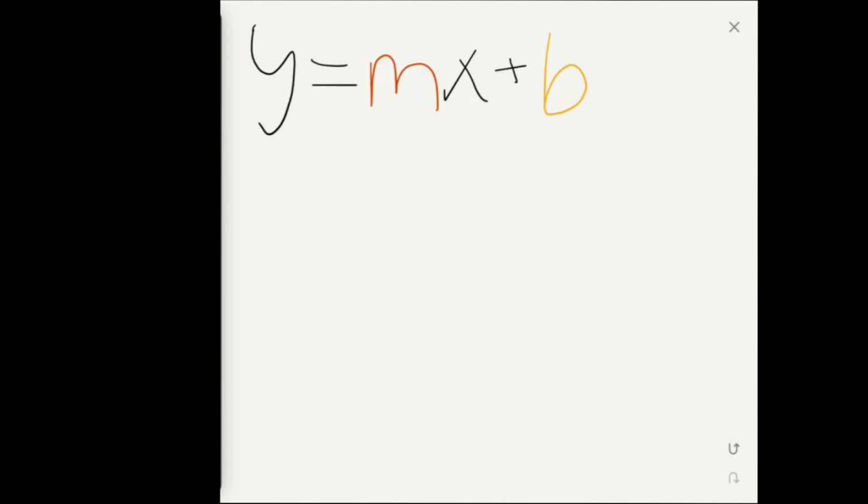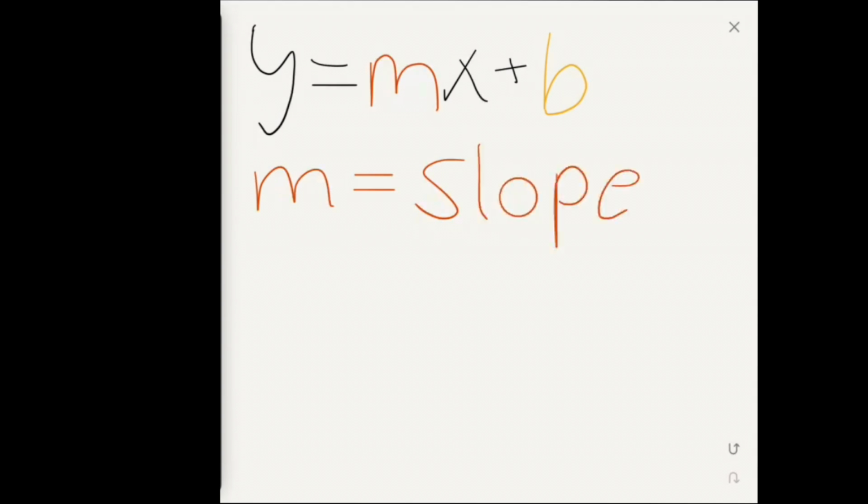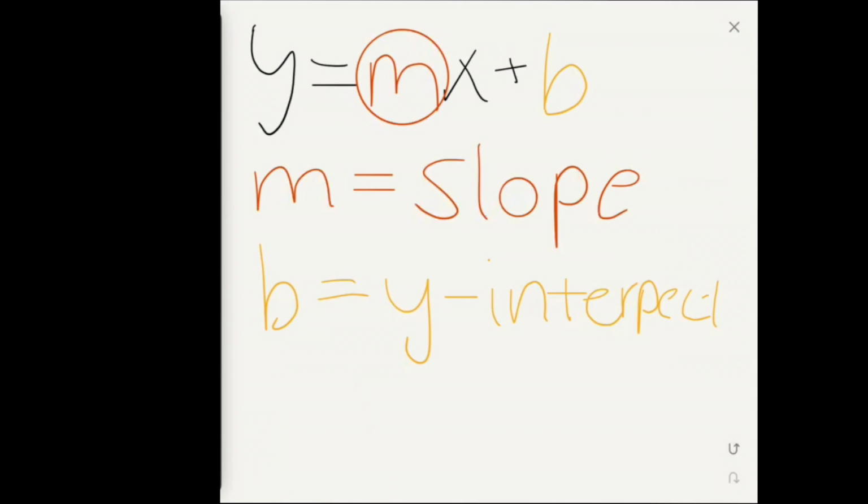When an equation is written in this form, m gives the slope of the line. So let's say you're looking at the equation and you want to know the slope. You just have to look at the value of m. And in this equation, b is the y-intercept. So if you're looking at the equation and you want to find the y-intercept, just look at the value of b.